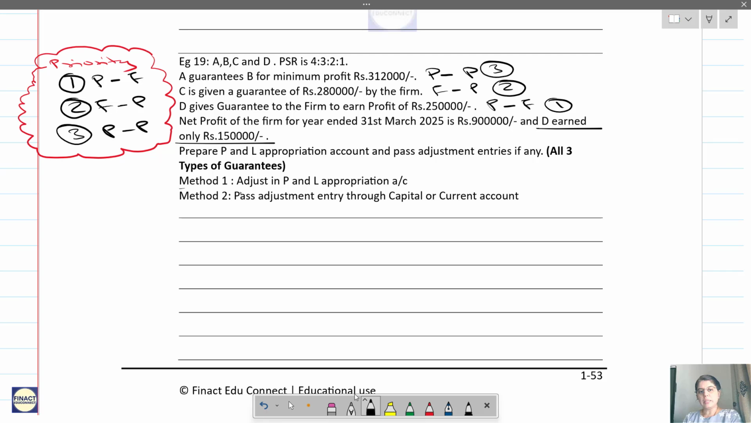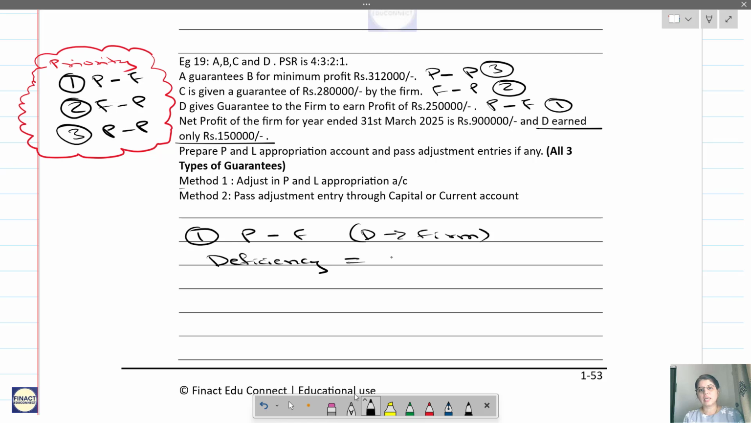So we are going to do both method 1 and method 2 in this. Okay, so now let us do it sequentially. So now what is happening over here? Don't get confused when you have multiple guarantees; go one by one in the same sequence. So first guarantee is partner to firm. So in this case it is D to firm, correct? Now D has given a guarantee of 2,50,000, whereas D was able to earn only 1,50,000. So what is the deficiency?